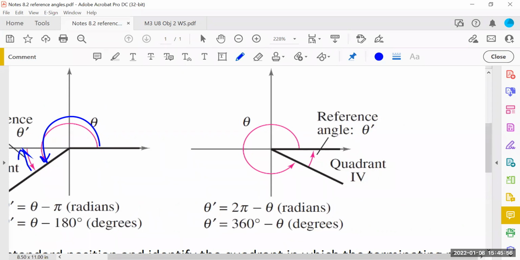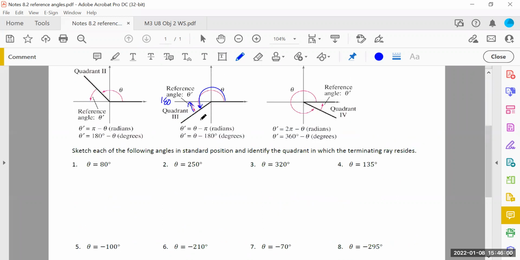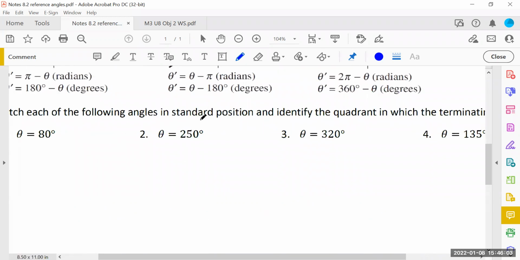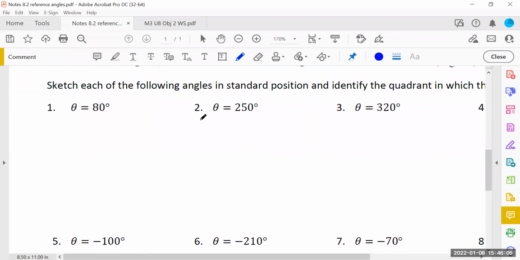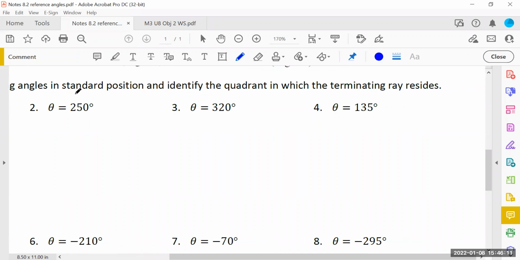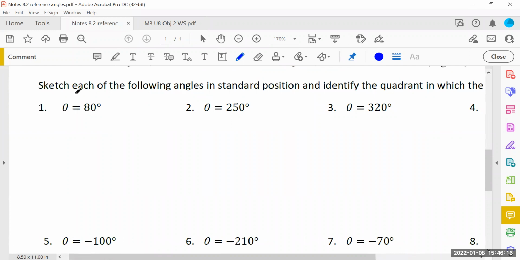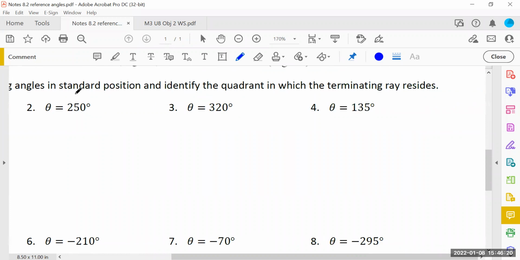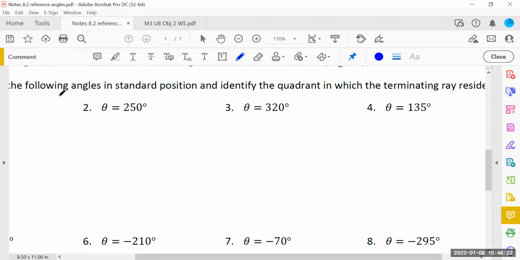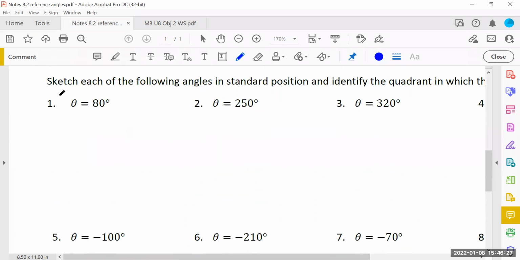Now, unfortunately, both on the notes and in the homework, they don't give us a ton of room to work. So know that if you're doing extra work, you may want to do it on a separate piece of paper. The instructions here for our examples: sketch each of the following angles in standard position, identify the quadrant in which the terminating ray resides. So I'm going to list the angle itself, the reference angle, and then the quadrant where that ends up. So here we go, let's try it.